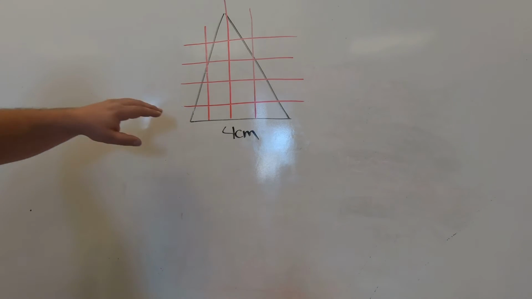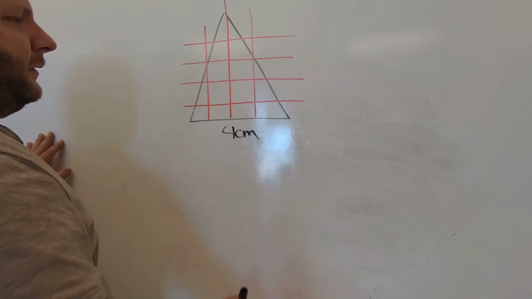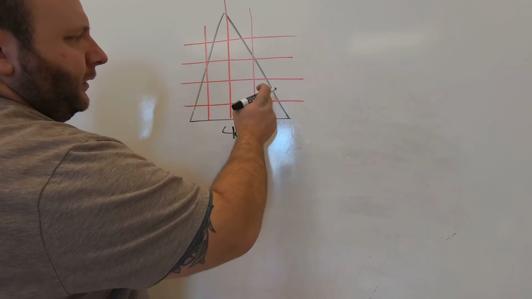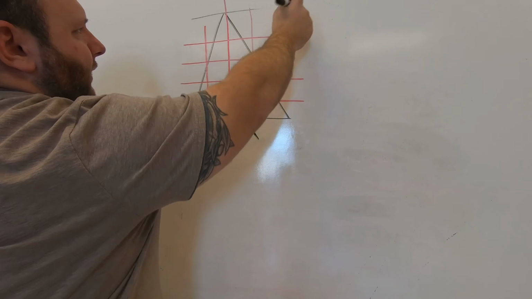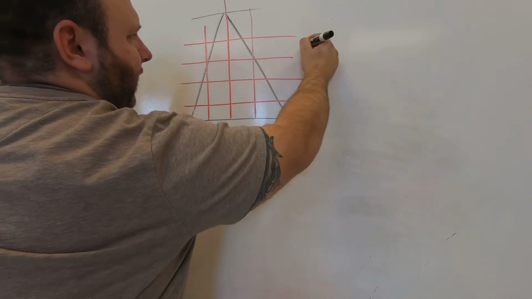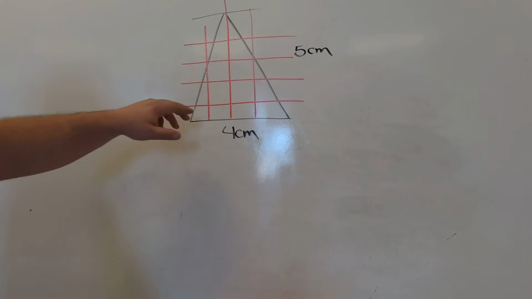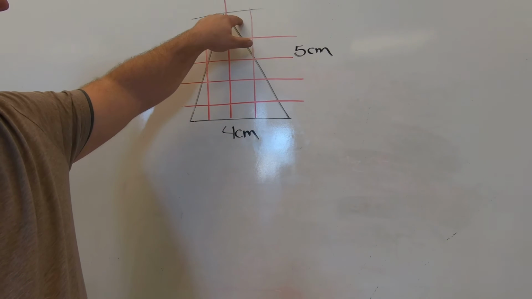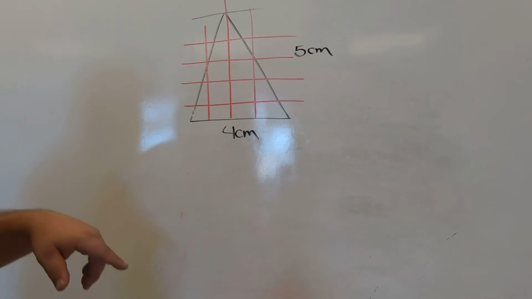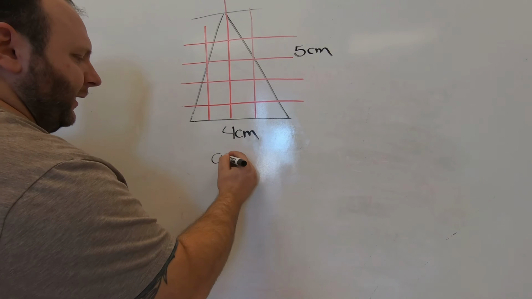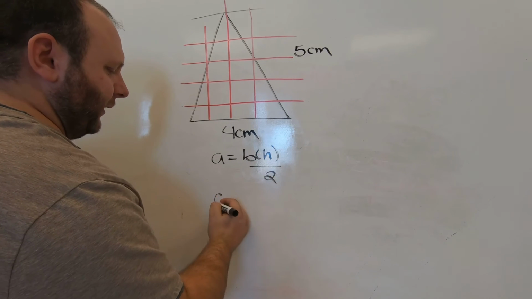Now the height, we want to go the distance from the bottom to the highest point, okay? So let's just go here. We have 1, 2, 3, 4, 5. The highest point would be right there. So there's 5 for the height. Okay, so just make sure you count the grid. So you have 5 squares to the highest point, and 4 squares on the base. So we have area equals base times height divided by 2, because it's half of a parallelogram.